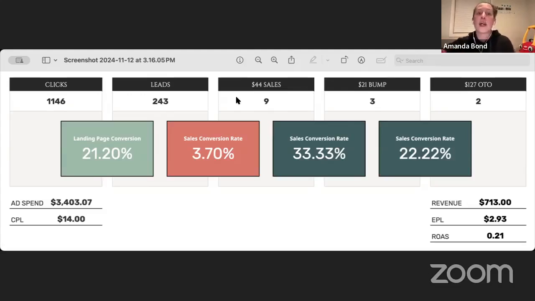So here's what the funnel looks like. Remember, free entry points. So they're generating leads here. On the thank you page, they're delivering the content and then offering a $44 offer. As you check out, there's an option to add a $21 bump to that process. And then lastly, on the thank you page of that, there's a $127 one-time offer.